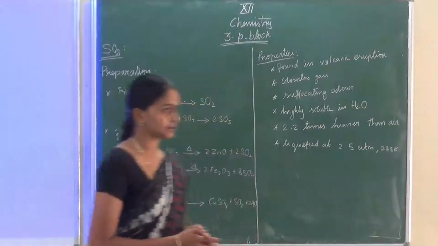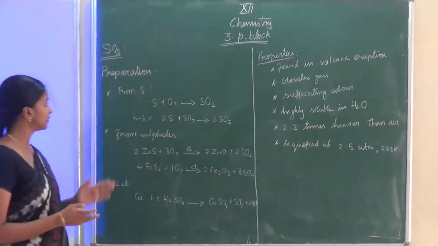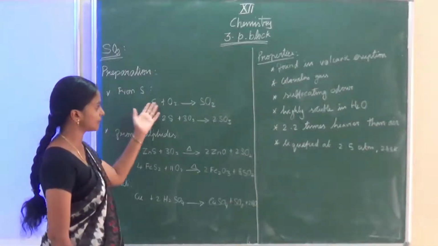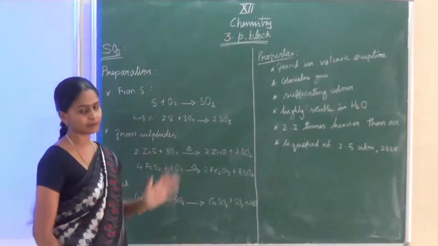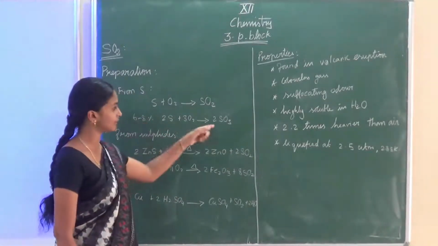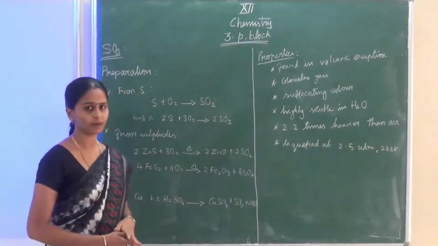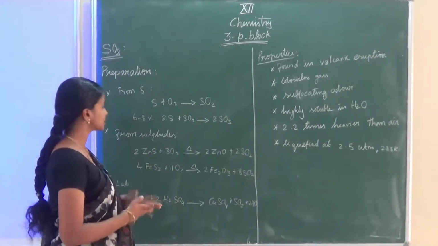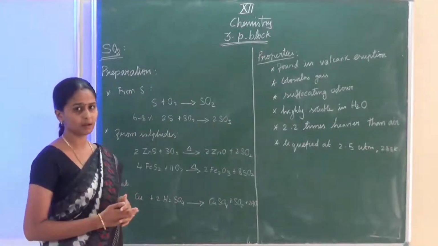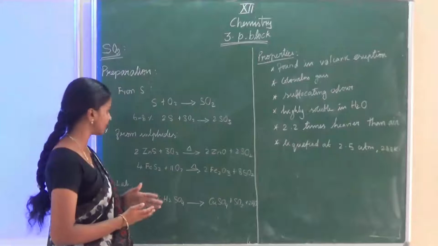This sulfur dioxide we can prepare directly from sulfur. When we treat sulfur with oxygen, we will get sulfur dioxide. But even so, 6 to 8% of sulfur trioxide can also form. They can ask in a 2 mark question, how will you prepare sulfur dioxide? Like that they may ask, so you have to write it.